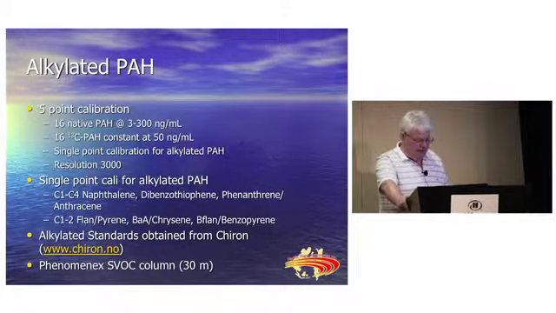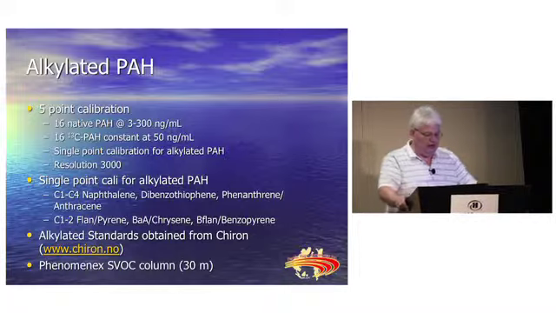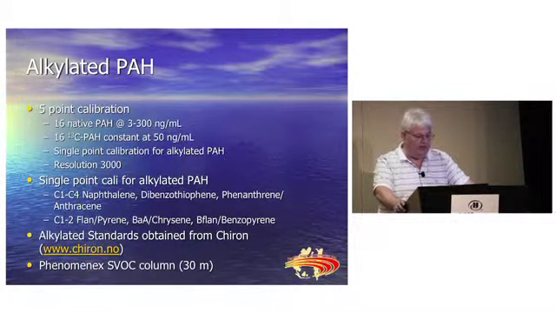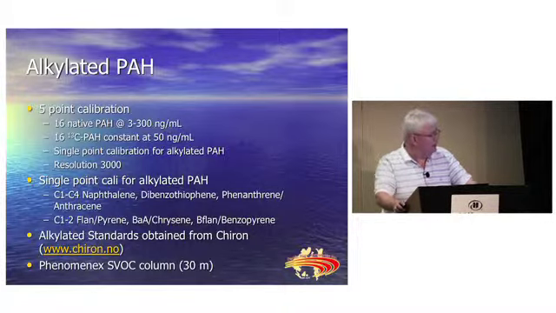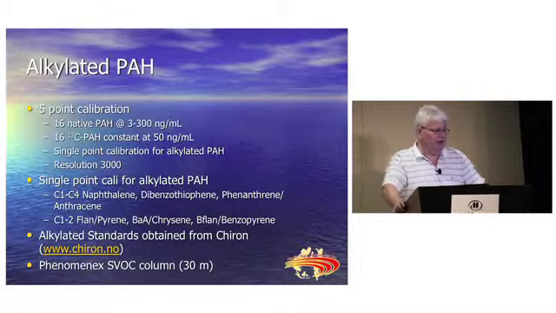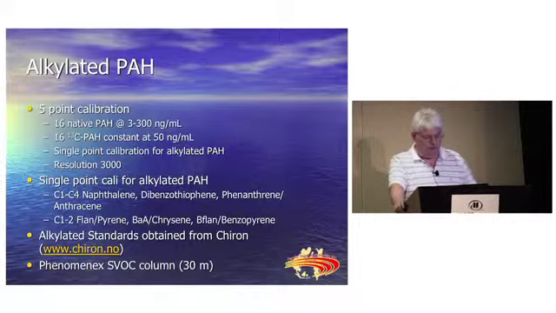For the alkylated PAH, we use a straight 5-point calibration, running the natives from 3 to 300, and the carbon 13s at 50 nanograms per mil. We also run a single point calibration for the alkylated PAH, and we only run at a resolution of 3000. There's no sense going to a 10,000 resolution for PAH.